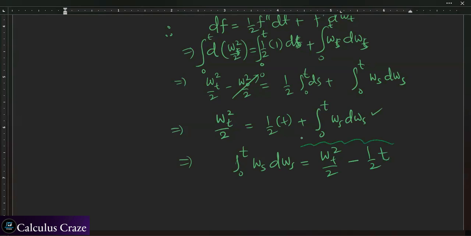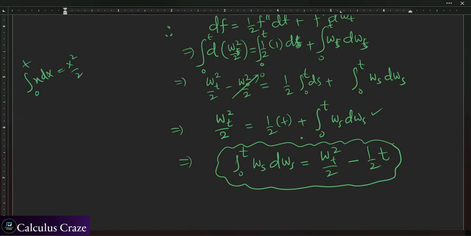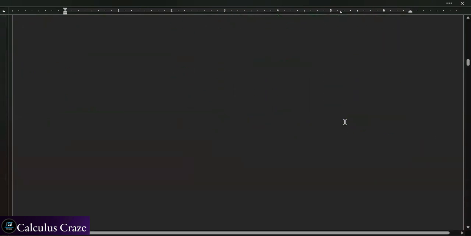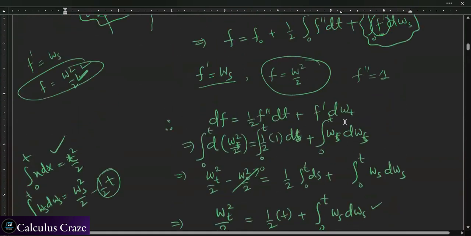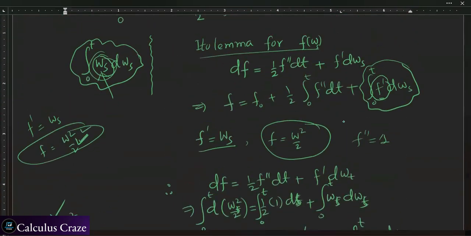Now you see that when you compare this integral with the real integral of x dx, it was x squared by 2 from 0 to t, so t squared by 2, which is the same over here. If we compare the integral 0 to t of w sub s dw sub s, one part is w sub t squared by 2, but there is something additional, which is minus 1/2 of t. This is something additional when we compare with the real integral. So there is a difference between stochastic integrals and real integrals. What technique did we apply? We applied Ito lemma.